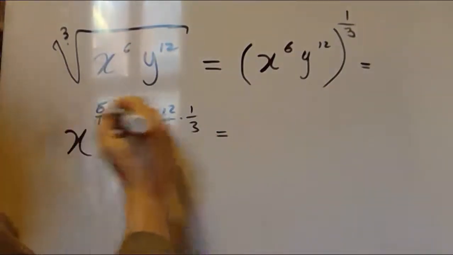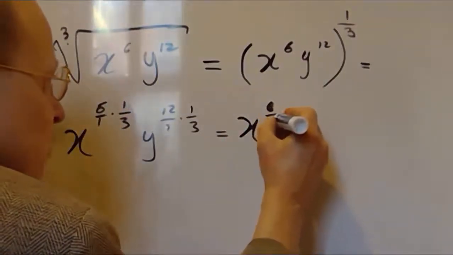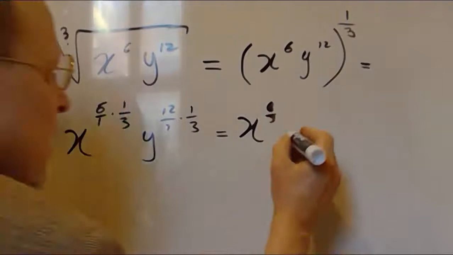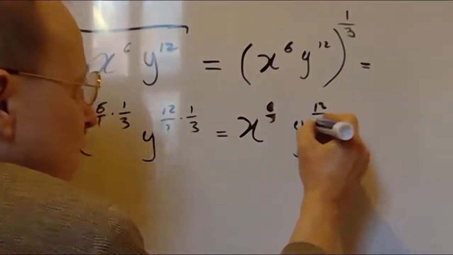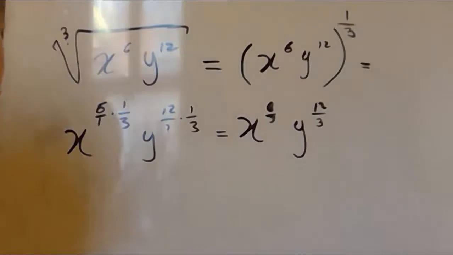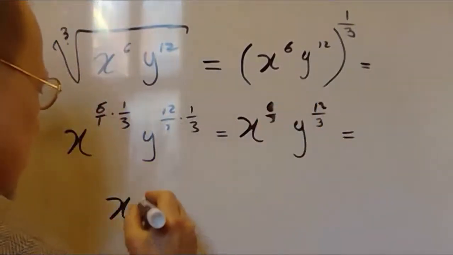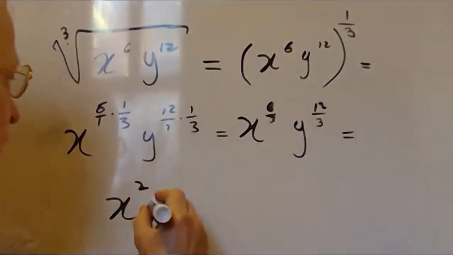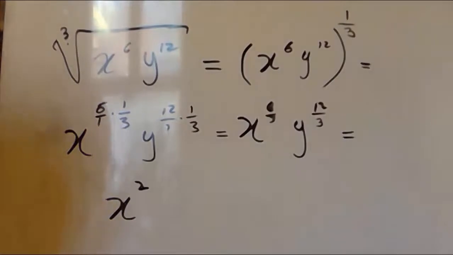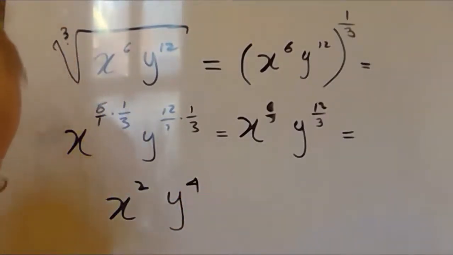And that means 6 times 1, so that means we have x to the 6th over 3. And here we have y to the 12 over 3. And then we simplify, because 3 goes into 6 2 times, and 3 goes into 12 4 times, and that will be our final answer.